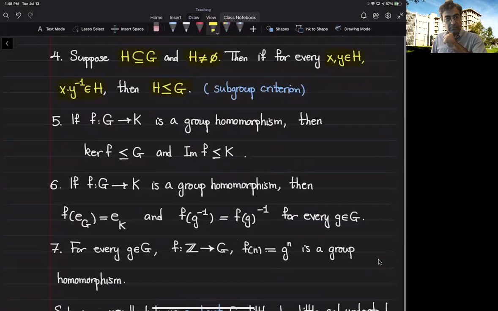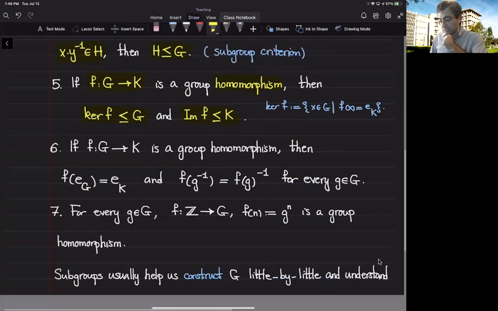Then we showed that if f is a group homomorphism, then its image and kernel, we defined the image and kernel of a group homomorphism, and we showed that the image is always a subgroup of the codomain and the kernel is always a subgroup of the domain. Let me quickly recall that the kernel of a group homomorphism consists of those elements of the domain that are mapped to the neutral element of the codomain. We showed that this is a subgroup of G.